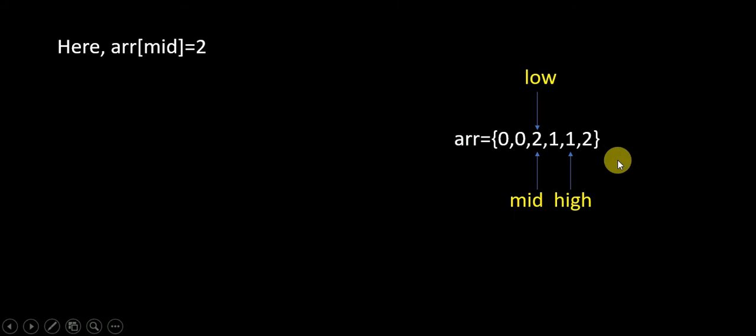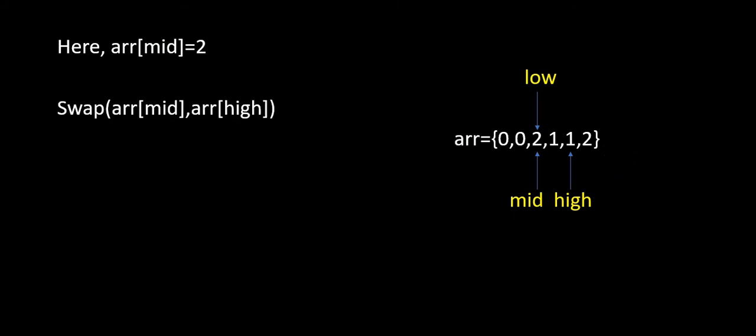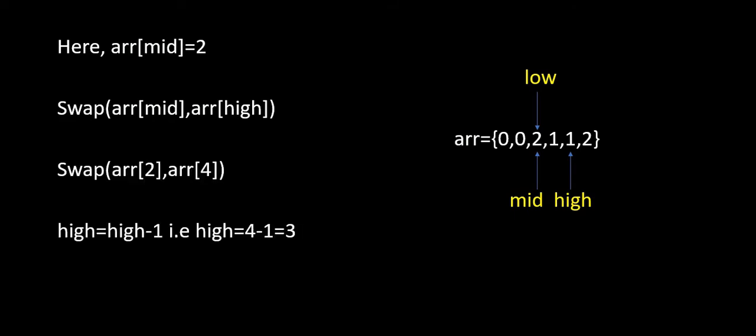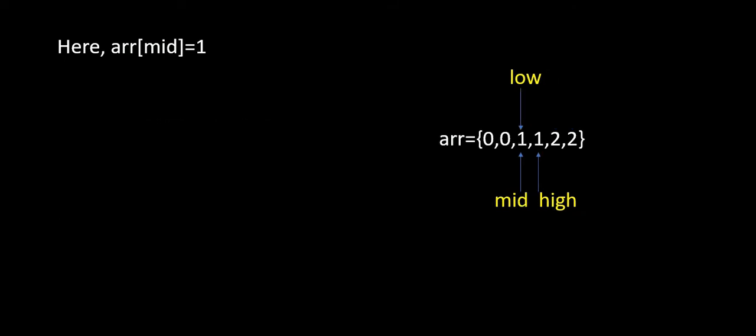Now the element at index mid is equal to 2. Now we'll swap the element at index mid with the element at index high. That is array 2 will be swapped with array 4. Now we'll update our high, that is we'll decrement by 1. That is high will become 4 minus 1, 3.